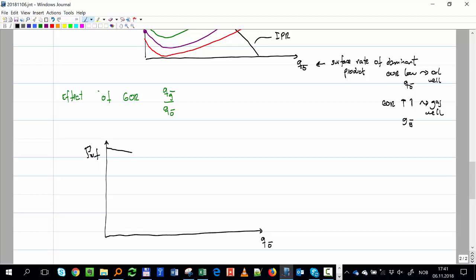Then we have one curve that goes like that, and we have this curve that goes like that. That is TPR for GOR1. What will happen, let's say, if I add a bit of gas, if now I have more gas circulating in the tube? If the GOR is a bit higher.